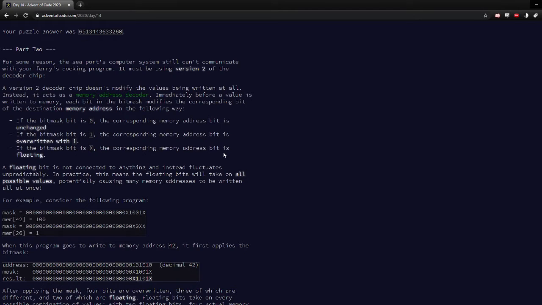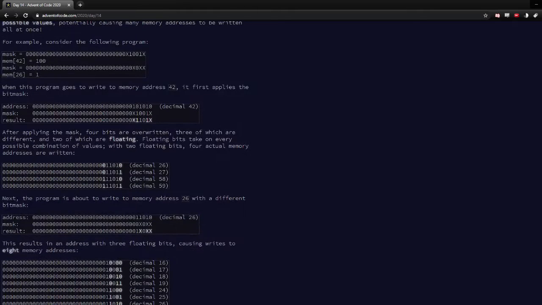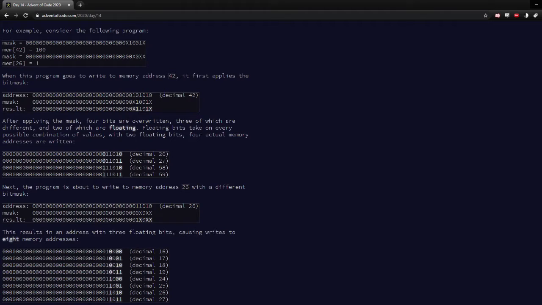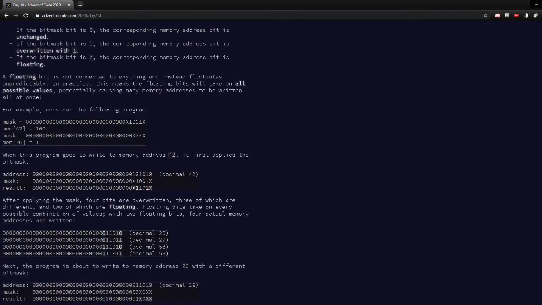I feel like the explanation could have been better, but basically it was kind of similar, except now the X overrides and the ones and zeros override. Well, actually, no, the 0 does not override. So it's unchanged, it's overwritten, and if it's X, it's floating, so basically it can be any 0 or 1 in that spot. And so you have to modify all those positions that had X, whether you swap them out with 0 or 1. You have to modify the table and fill in those floating positions with the value given.